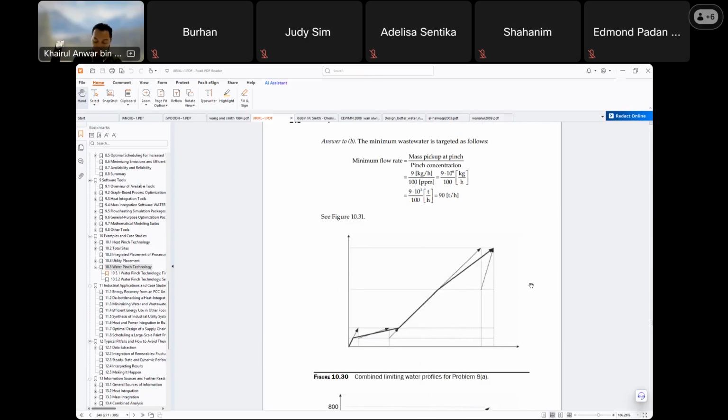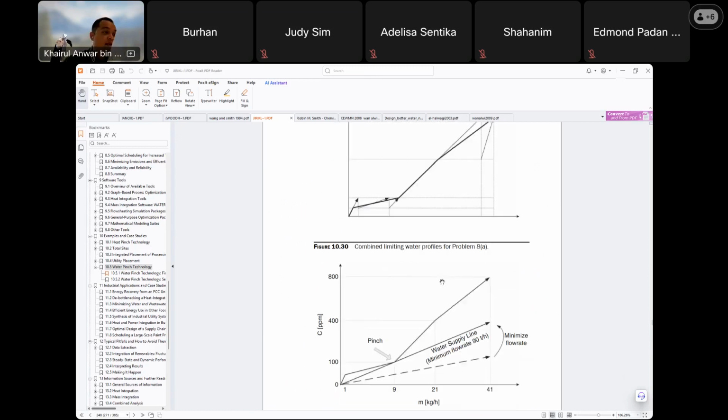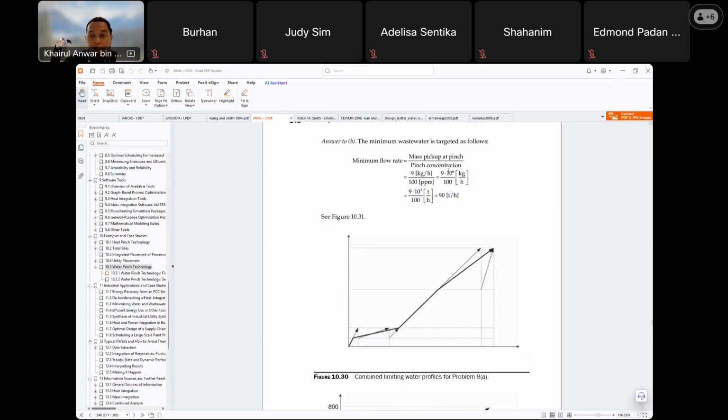The second question is: calculate the minimum water flow rate for maximum reuse. So calculate the mass at pinch over the pinch concentration. So the mass at pinch is 9 kilograms per hour over 100 ppm. We do some unit conversion here from kg to ton, and you get 90 ton per hour. So that is the minimum water flow rate.